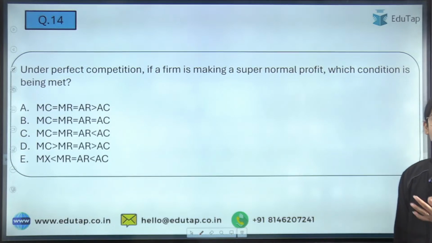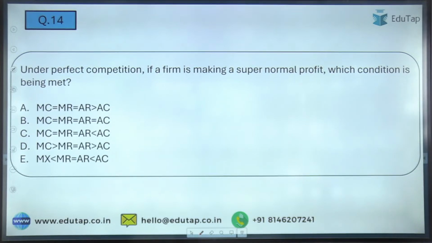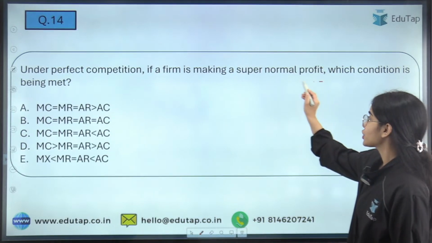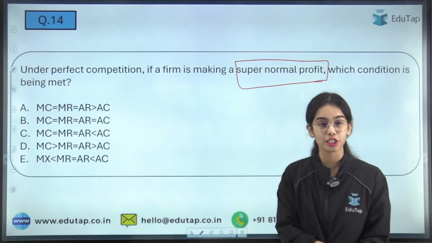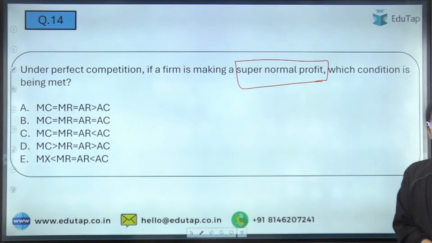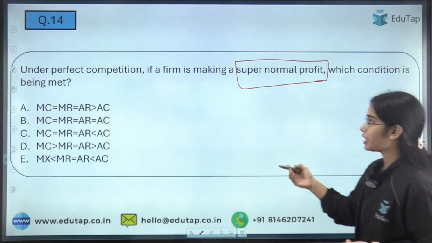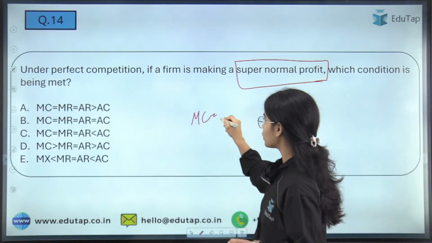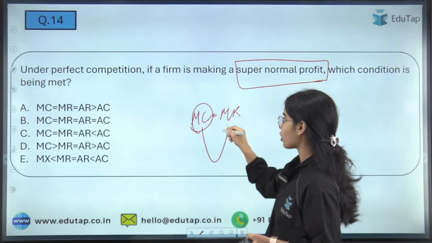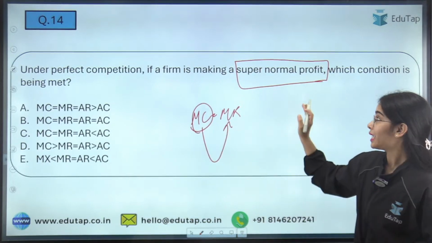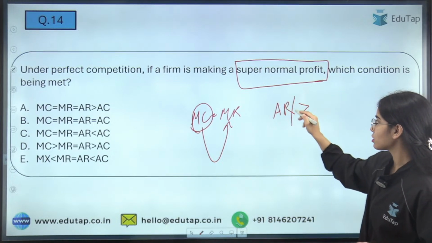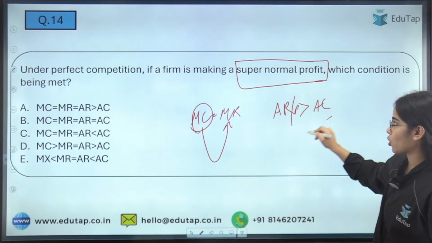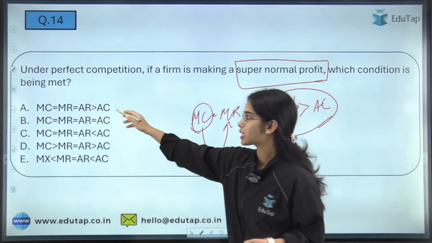Very good. Coming to the next question, try to answer this: in which of the following cases is the firm making a supernormal profit? See, equilibrium is always where MC is equal to MR and MC cuts MR from below. Supernormal profits are when your average revenue per unit, that is your price, is greater than the average cost. So the first condition seems correct.